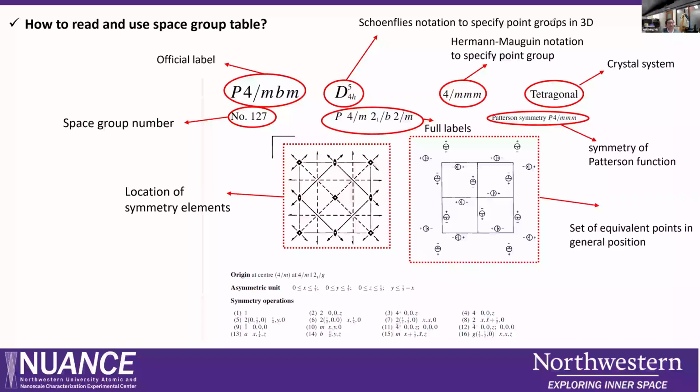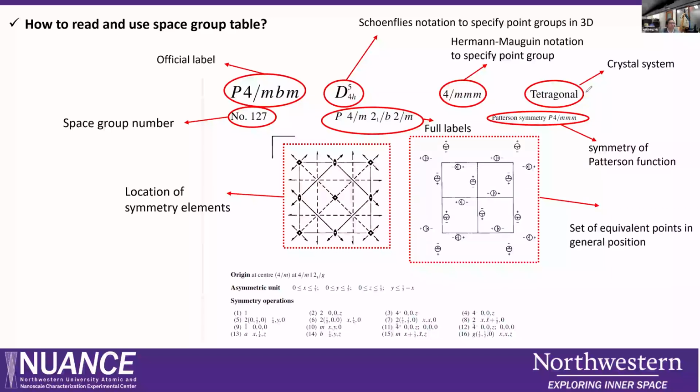There are different kinds of notation in the tables. And you can also see this one, which is the full label of the space group, using Hermann-Mauguin notation. This is actually a point group: if you remove all the translation features, then you get this one.